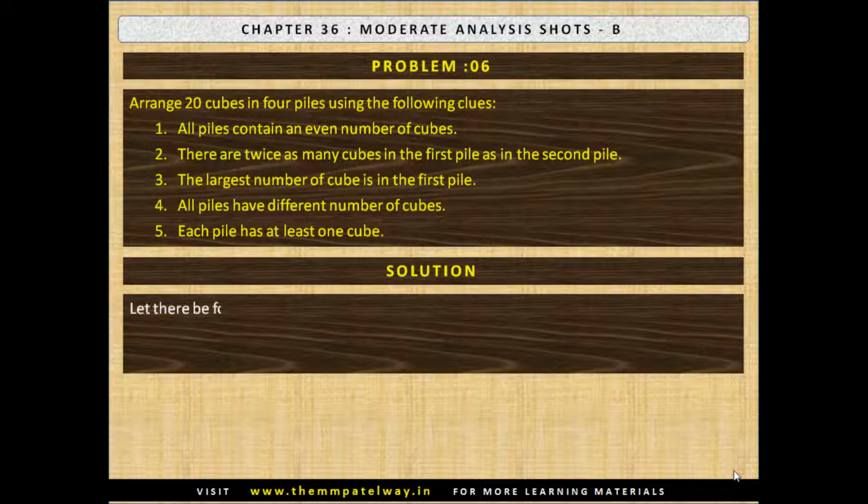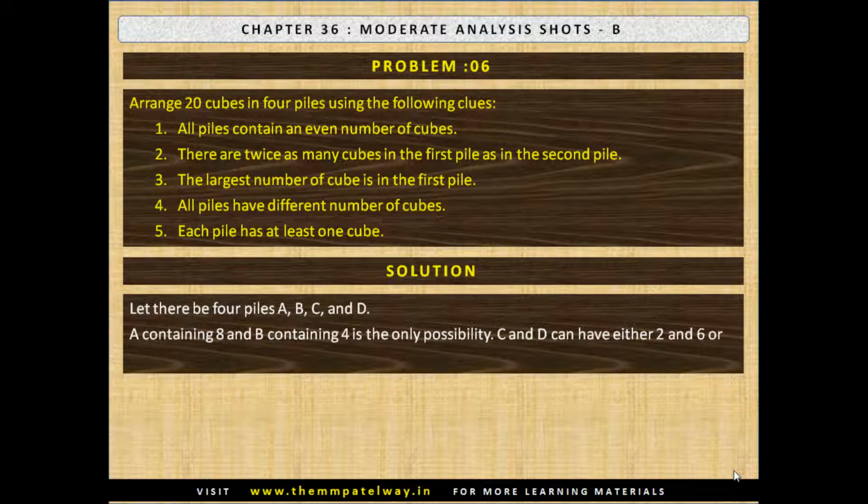The solution follows. Let there be 4 piles A, B, C and D. A containing 8 and B containing 4 is the only possibility. C and D can have either 2 and 6 or 6 and 2 respectively.